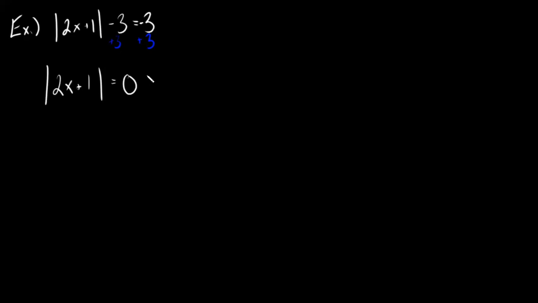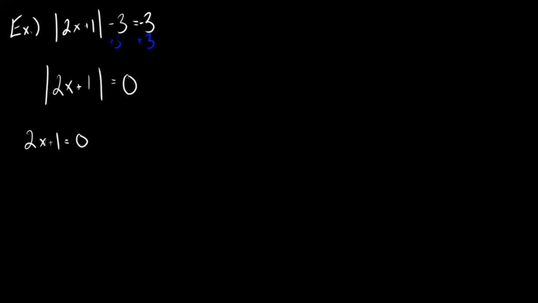Okay, step 1 done. Now we have to write and set up our 2 equations. So we would set up, well, 2x plus 1 could be 0, or 2x plus 1 could be negative 0. That's not a thing, okay? So this is actually a special case. When we isolate the absolute value and it's equal to 0, we're actually only going to have one equation and one solution. There's only one way to get 0, okay? The absolute value of 0 is 0. That's the only way, okay? So we're actually only going to have one solution.